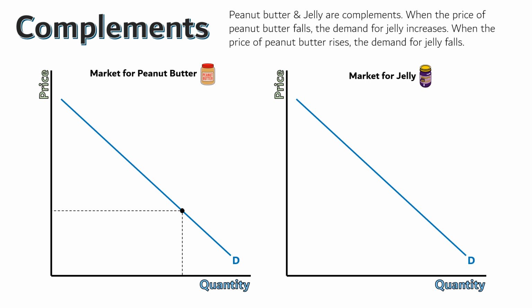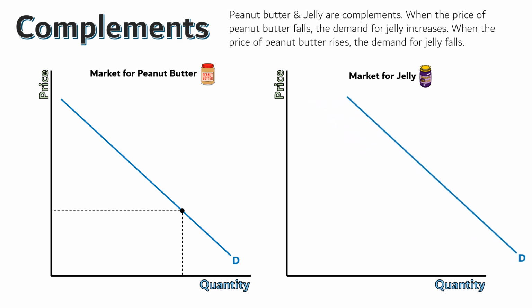The quantity demanded increased. But when they buy more peanut butter, they're going to want to buy more jelly to go with it. But the price of jelly hasn't changed. So this has to be represented by a shift in the demand for jelly. Here, the demand for jelly will increase and shift to the right.